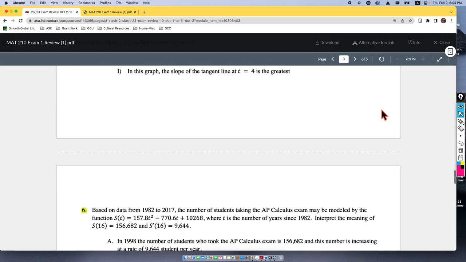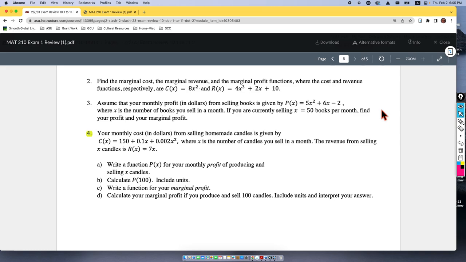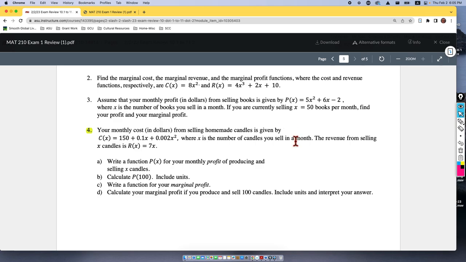So there is one we've got marked. Let's see. Yeah, so this one, number 4, again, similar to how it might be given in the exam, they'll give you a cost function, they'll give you a revenue function. There we go. Let's go with this one.